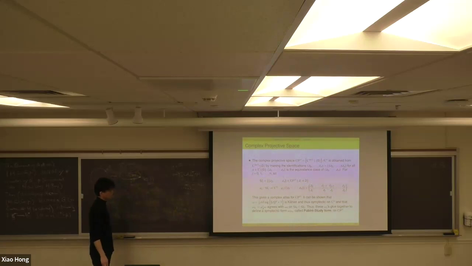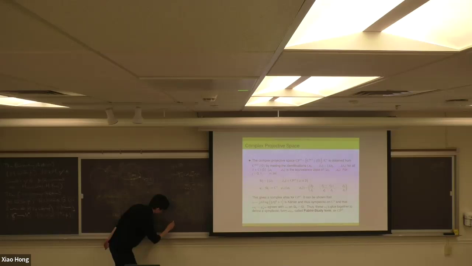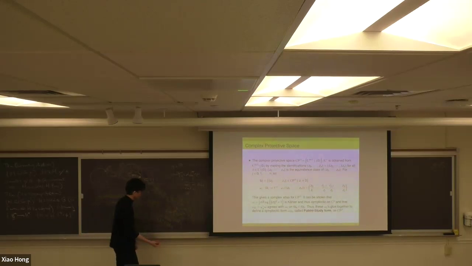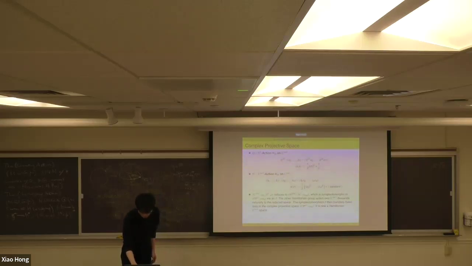Let this be omega I. And we can show that for each intersection between I and J, these two pullbacks are the same. They agree with each other. And this will then give a global symplectic form on the complex projective space, because we can simply glue them together. And for every intersection, they are the same. This is called the Fubini-Study form.